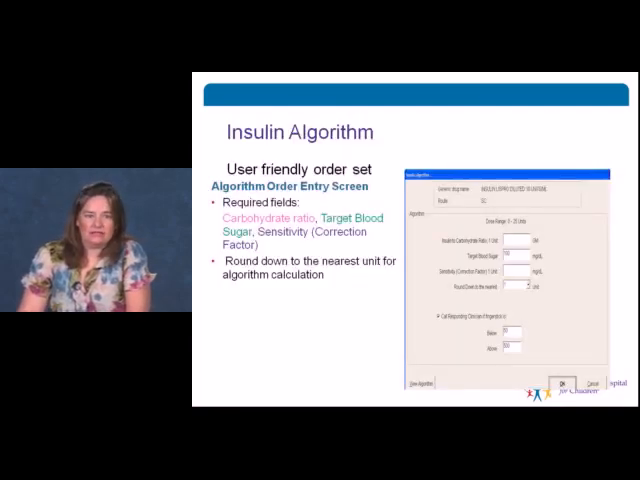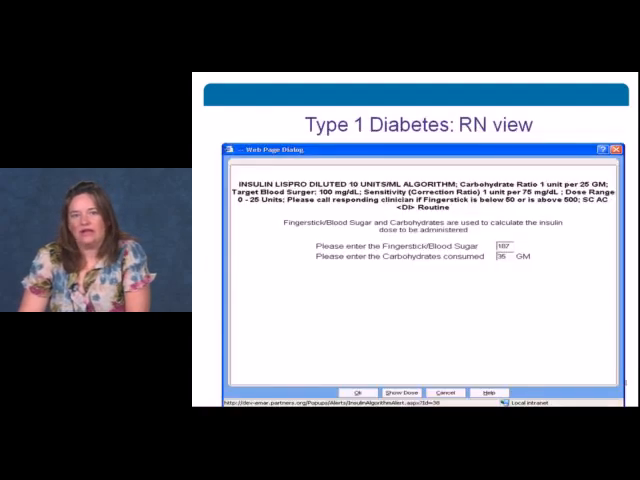It's pretty easy to use. The fields are basically what we talked about. The physician needs to enter the carbohydrate ratio, the target blood sugar, and the sensitivity. They also choose how they want to round down to either 1 or 0.5, depending on the patient's age and need. The entry field for the nurse shows the insulin order at the top, so what's been put in by the physician.